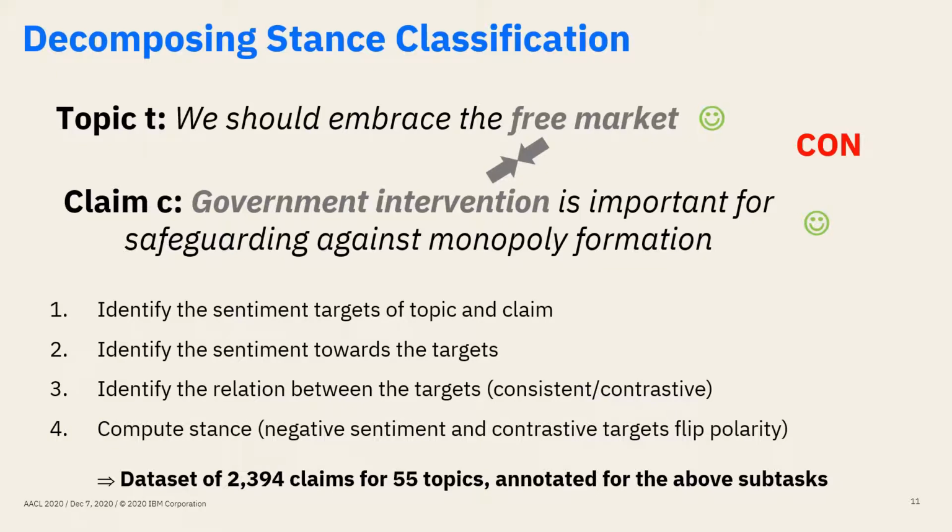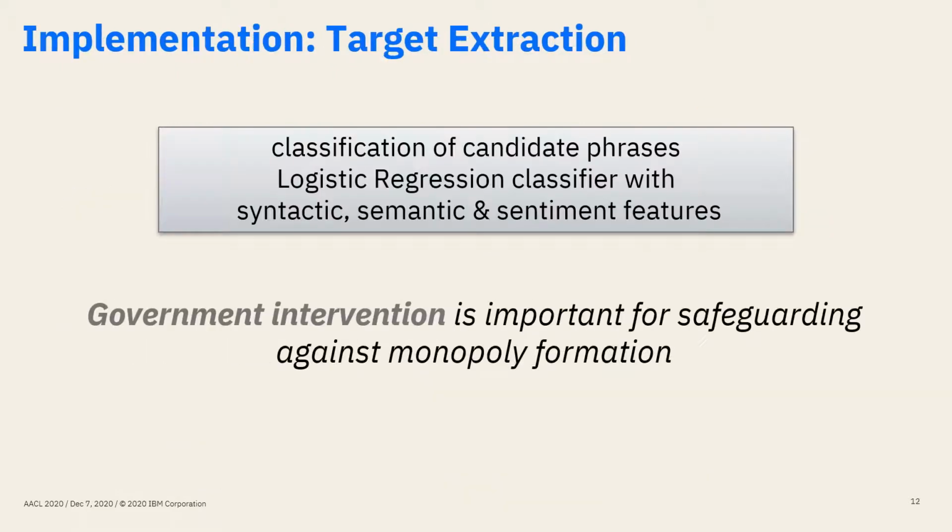We created a dataset of about 2,400 claims for 55 topics, which were annotated for these subtasks. Next, we discuss the implementation of each of these subcomponents. Let's start with target extraction. We trained a logistic regression classifier on syntactic, semantic, and sentiment features. The classifier was applied to candidate phrases, and the highest scoring candidate was selected.